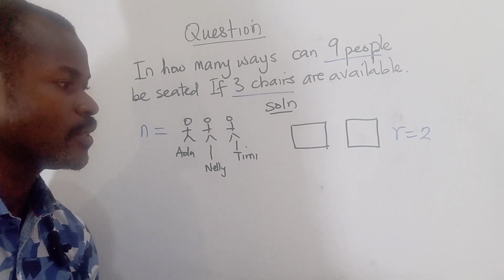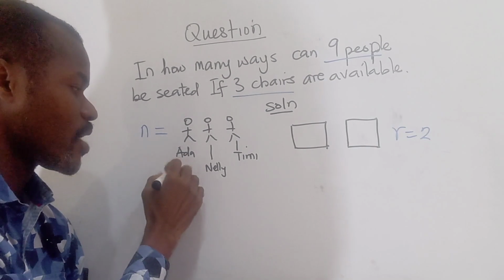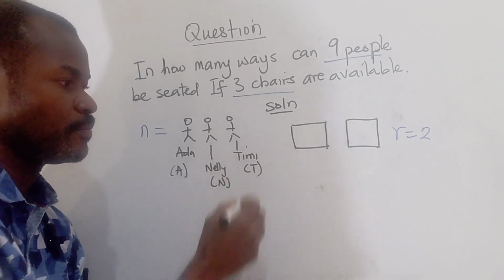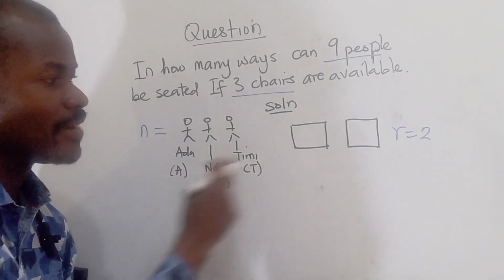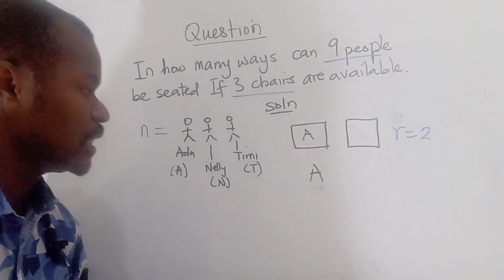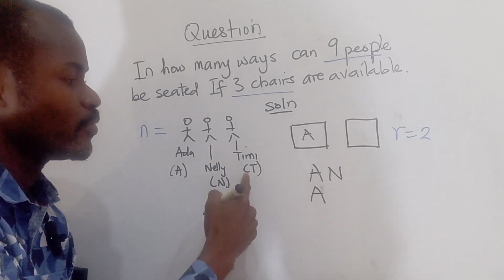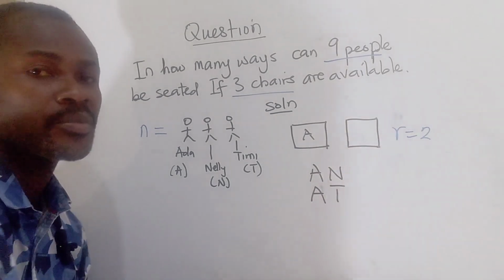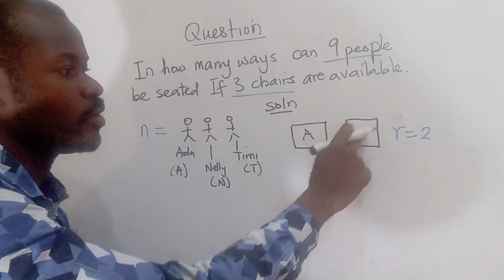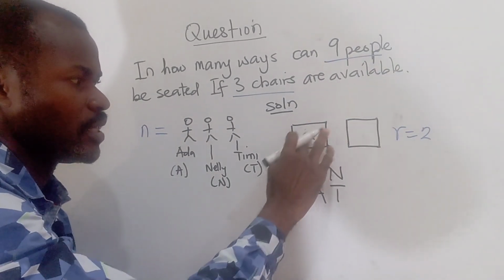Let's arrange them manually. Let me use the letter A for Ada, N for Nelly, and T for Timmy. We can start with Ada first. So Ada takes the first seat, followed by Nelly. Or we can start with Ada, followed by Timmy. So that's one arrangement.